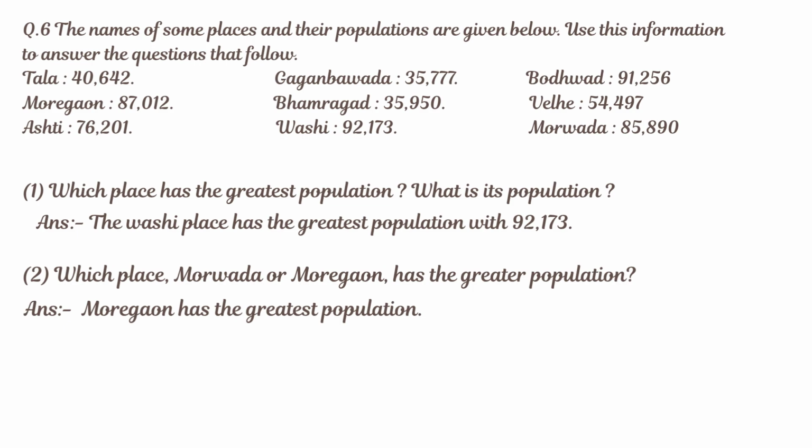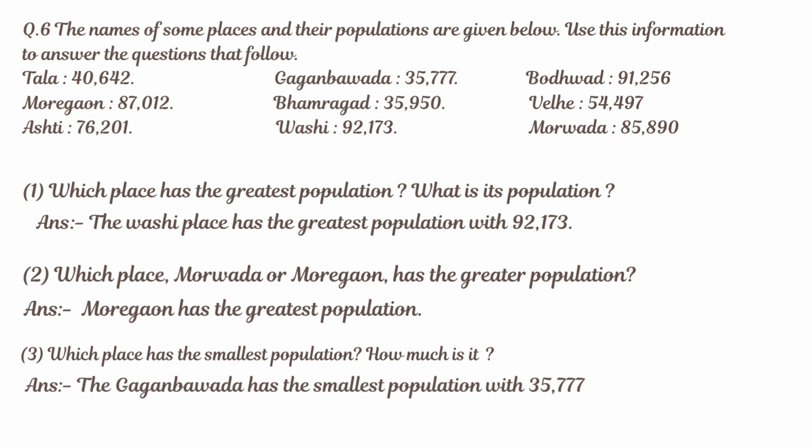Question number 3. Which place has the smallest population? How much is it? Over here we have to give the name of the place and its population which has the smallest population. So the Gaganbawada place has the smallest population with 35,777.